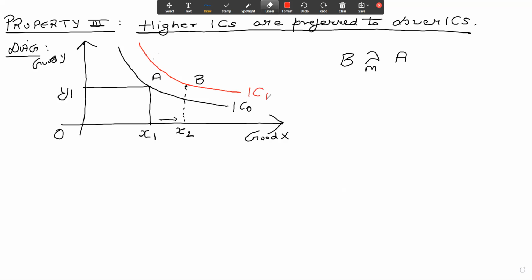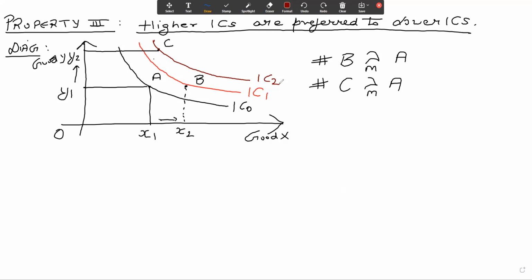Similarly, if I look at point C, let's come back to point A. From point A, suppose I go to point C. Now you can see again point C is monotonically preferred over point A. Why? Because point C consists of more of good Y but no less of good X. That means point C should lie on a higher indifference curve as compared to point A.